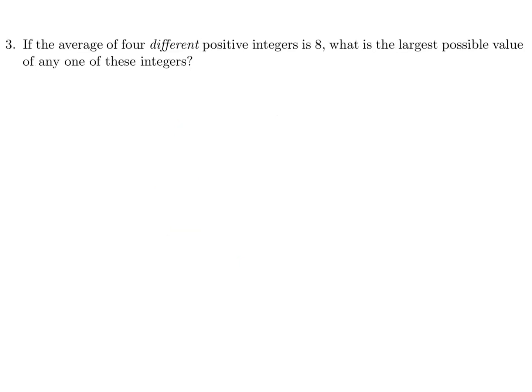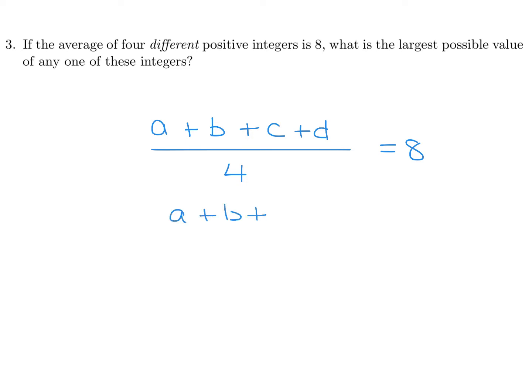If the average of 4 different positive integers is 8, what is the largest possible value of any one of these integers? We have 4 different positive integers, so I'll call them A, B, C, and D. And their average is 8. All right, so that's basically the equation. Multiply through by 4, and you get A plus B plus C plus D is equal to 32. Now they're saying, what is the largest possible? So let's just say that our D is the largest of these 4.